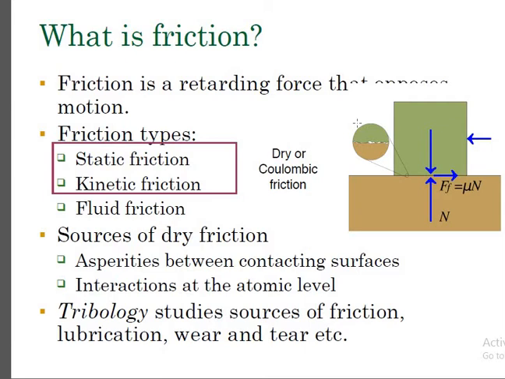The sources of dry friction we generally consider are the different types of asperities present in the contacting surfaces, then the interaction at the atomic level, and tribology studies for the force of friction. That means the conditions which are sources of friction are lubrication, wear and tear, etc.